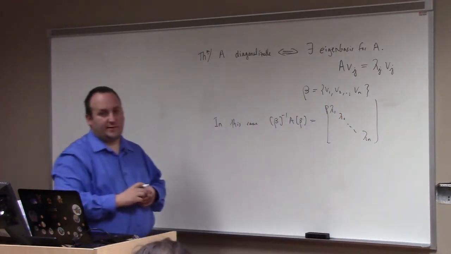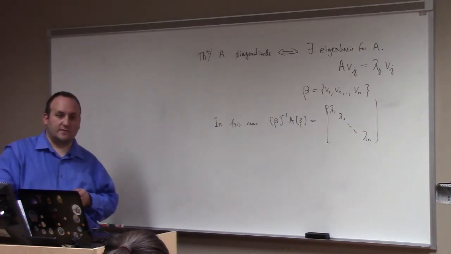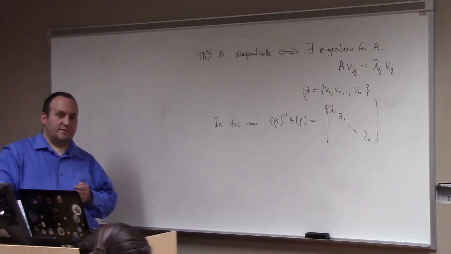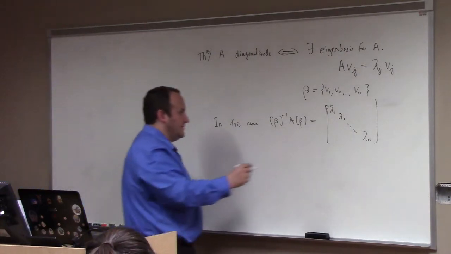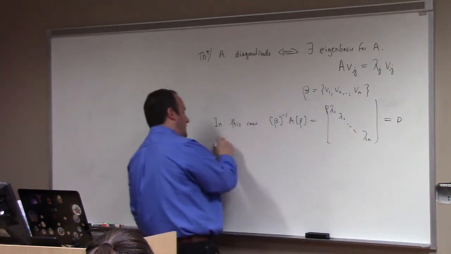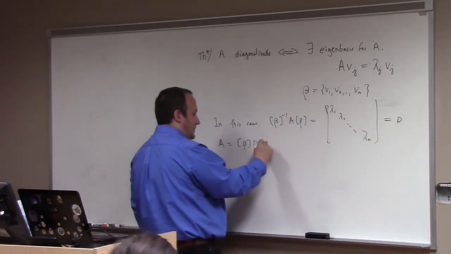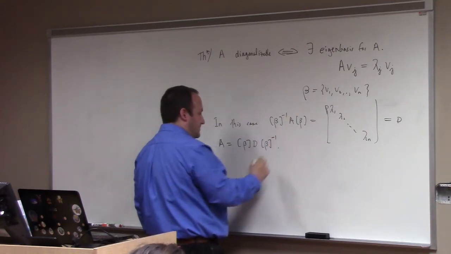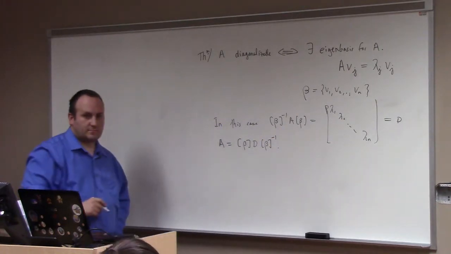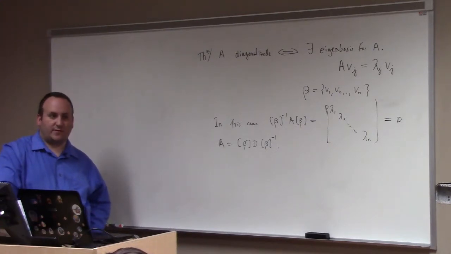What do we do with that? Well, we can calculate lots of different things. We can calculate the nth power of the matrix, right? If we do this sneaky little thing and call this D, then A is equal to beta D beta inverse. And then it's easy to calculate A to the n from that. We had examples, you had homework problems that were based on this, yeah?